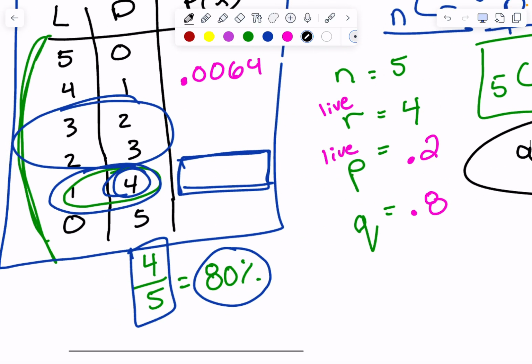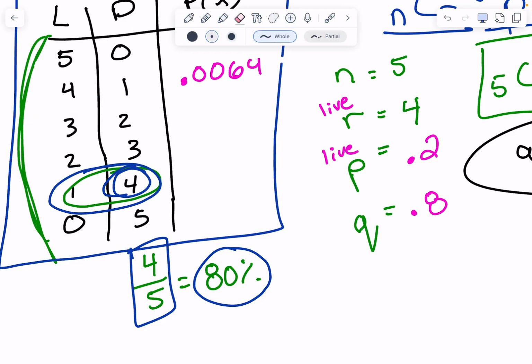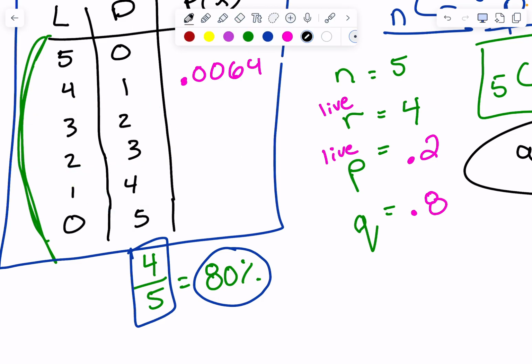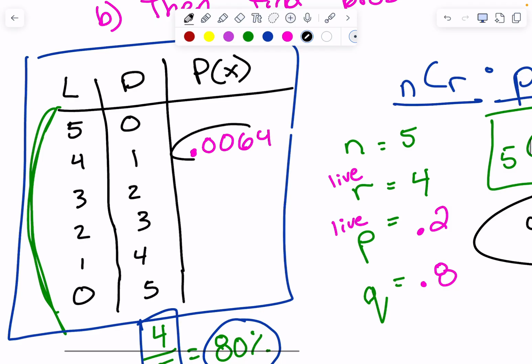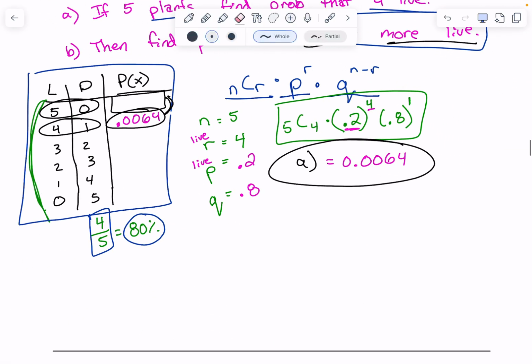So what do I need to do now if I'm looking for 4 or more? 4 and 5, right? So I'm looking at this one. This is 4 or more, and this is 4 or more. So I need to find this guy and then add them together, right? Okay, so for part B, I have to do that same thing.